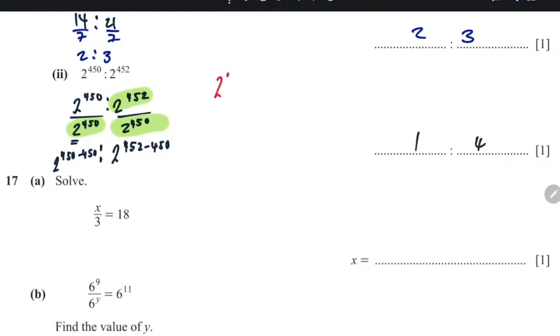450 minus 450 is 0, as to 452 minus 450, that's 2. So it's 2 to the power of 2. 2 to the power of 0 is 1, as to 2 to the power of 2 is 4. So it becomes 1 is to 4. Because we end up getting a negative answer, we divide by the smaller number of the two.